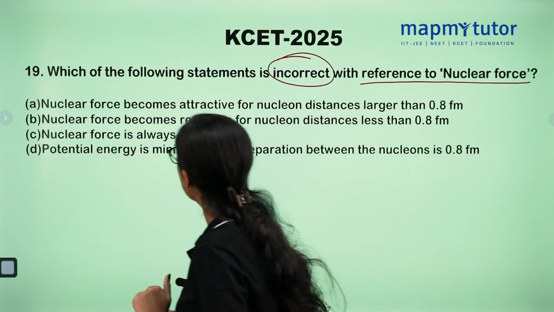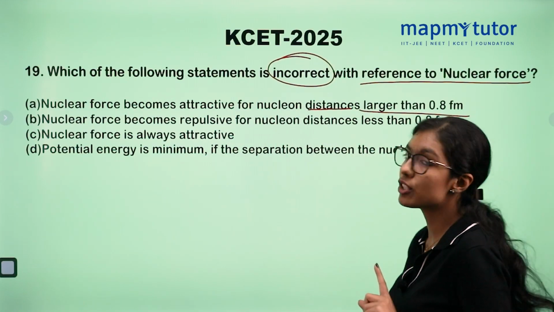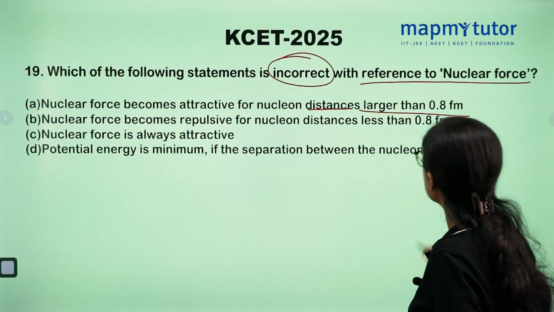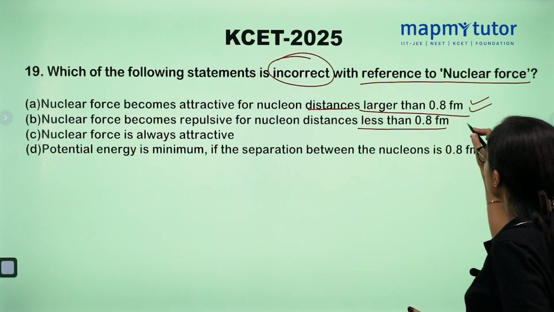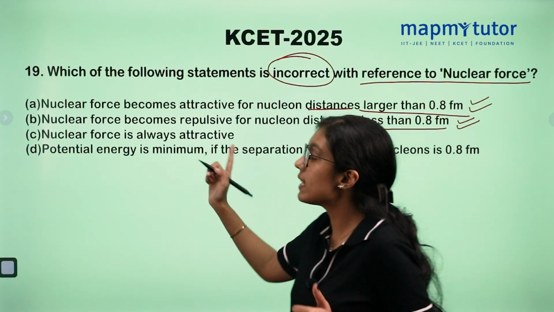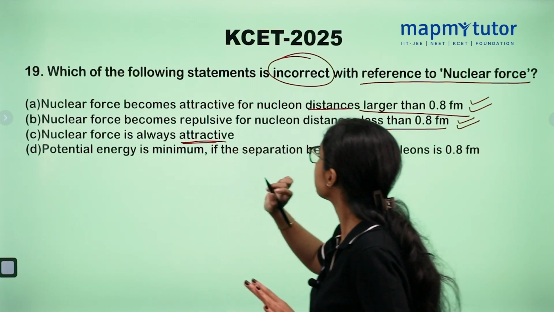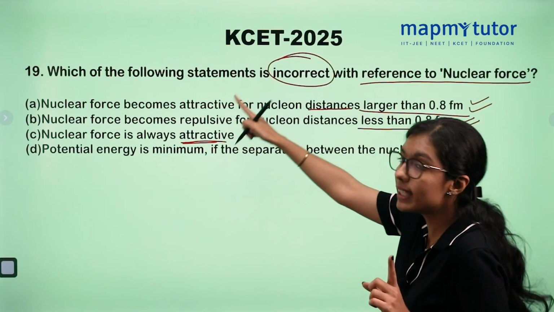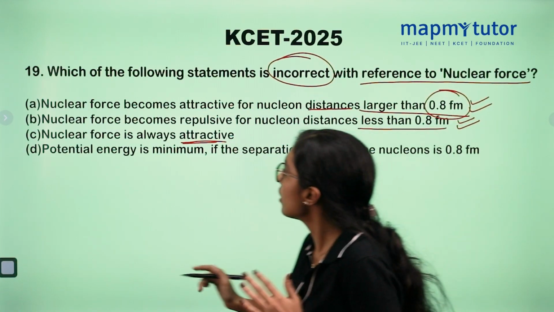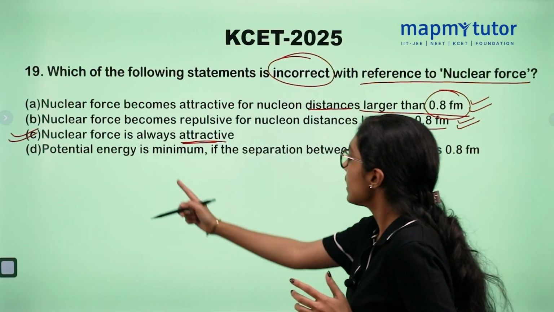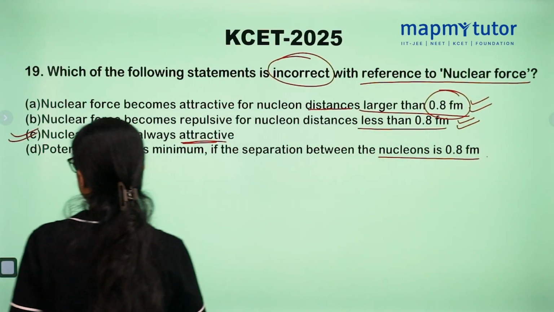See, the options are: nuclear force becomes attractive for the nucleon distances larger than 0.8 femtometer. Yes, very correct. It becomes repulsive if it is less than 0.8 femtometer. Definitely. It's always attractive. Is it always attractive? No, it's not always attractive. It becomes attractive only if the distances are larger than 0.8, or else it's repulsive. So option C is the wrong answer. Potential energy is minimum if the separation between them is that, yes, correct. So option D is also correct.